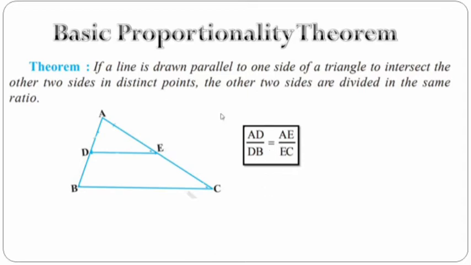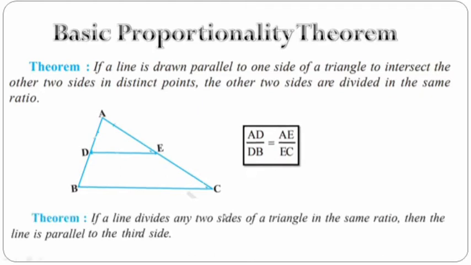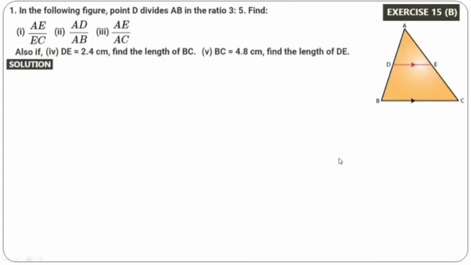The opposite of this is also called the converse. The converse of this theorem is also true. That means if AD by DB is equal to AE by EC, this means that DE is parallel to BC. This is the thing that you need to keep in mind. This is the converse. Now let's see the problems based on BPT, and I'm taking exercise 15B for you.